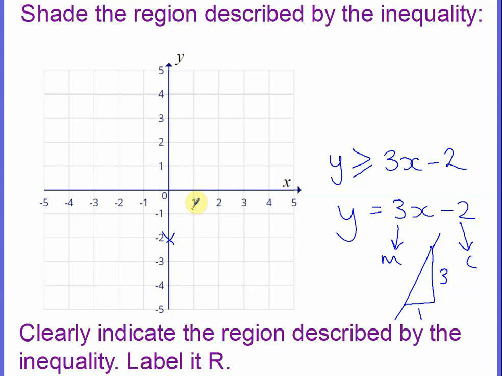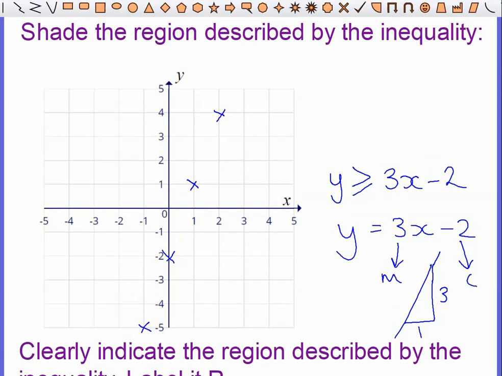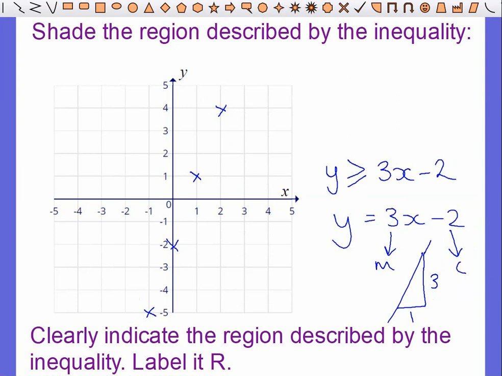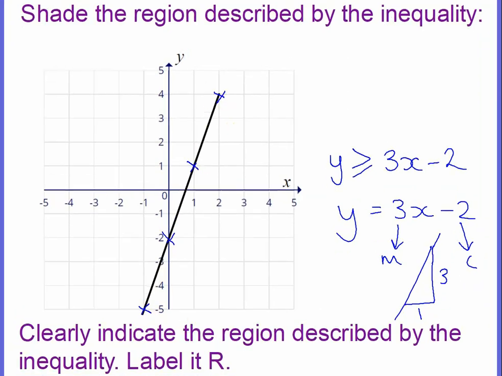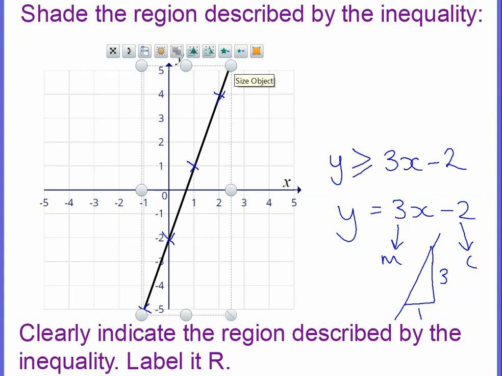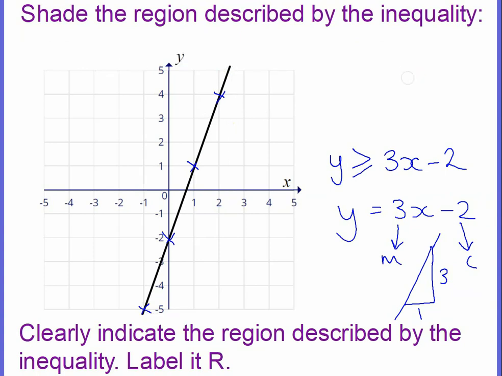We're going to go along 1, up 3, along 1, up 3, and I could have gone along 1 and down 3 in this direction as well. So I'm going to get my line tool, and there we have it. See if I can just drag that a little bit more. It's always nice to draw your line the whole extent of your graph.